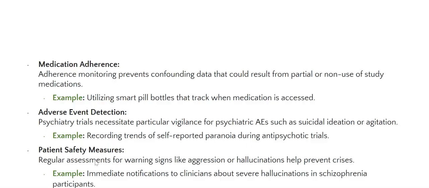Patient safety measures, another core monitoring area. Regular assessments for warning signs like aggression or hallucinations help prevent crisis, for example, immediate notifications to clinicians about severe hallucinations in schizophrenia participants. The key takeaway: robust monitoring in psychiatry trials ensures safety through consistent use of validated psychiatric measures and vigilant tracking of adverse psychiatric symptoms.